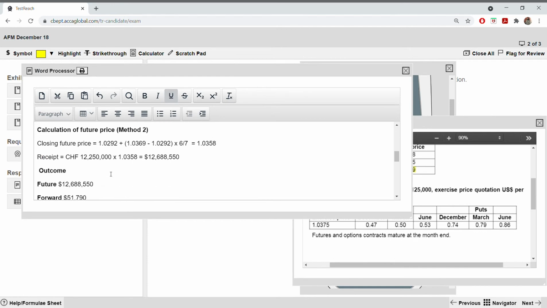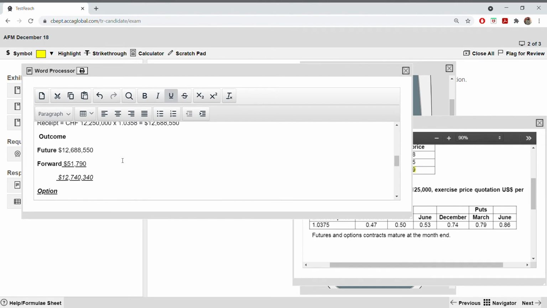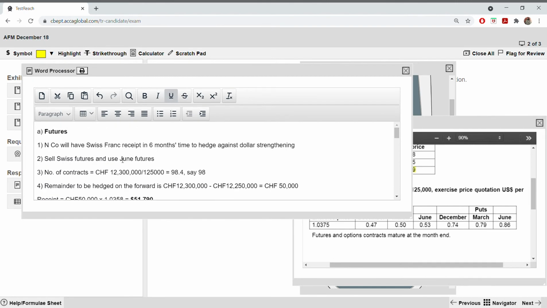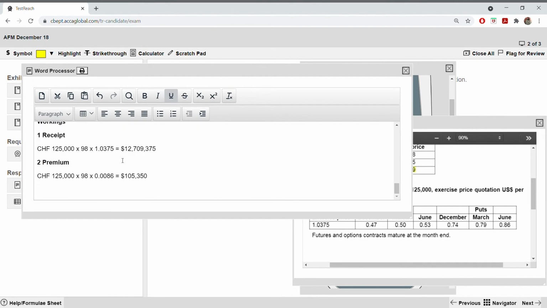12,744. Anyway, even under both future, if you use any of the closing future price, future is giving you the higher price compared to options when you exercise the option. So that means what does it imply? That exercising the option is not beneficial because future is giving you the higher receipt.